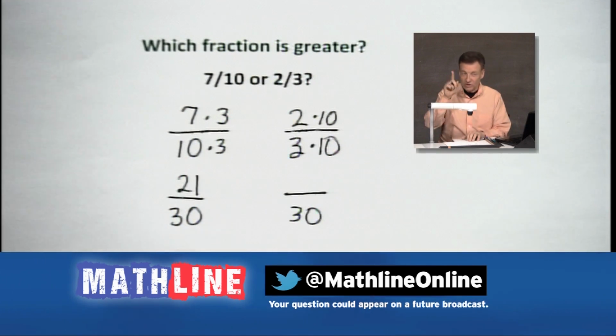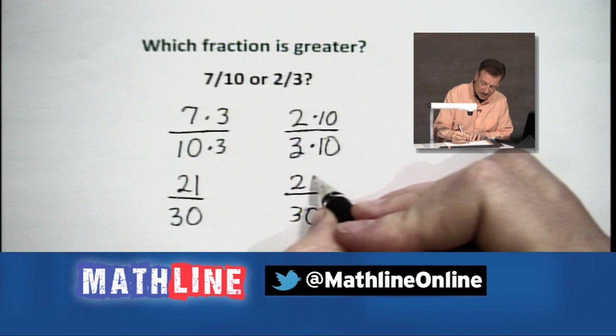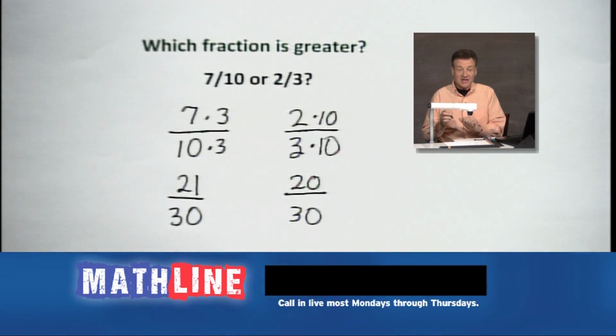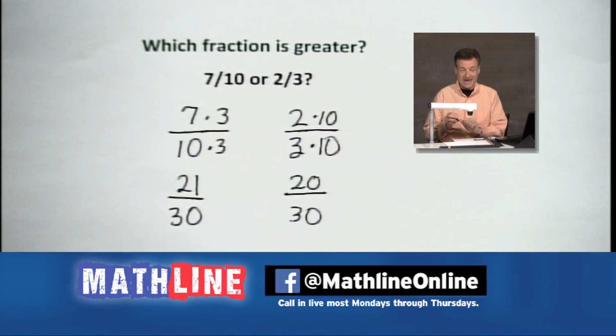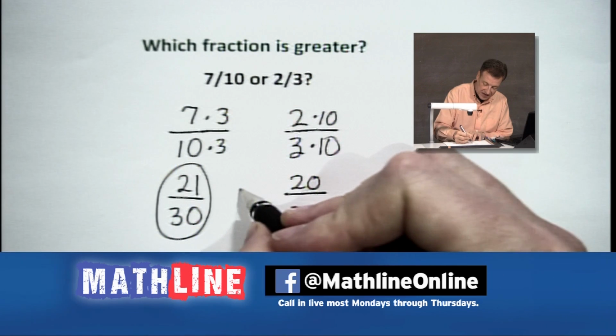21, because we know 7 times 3. 2 times 10, that one's easy. That gives us 20. My goodness, they're pretty close, aren't they? They're not that far away from each other. But which one wins out? This time, 21, that is greater than.